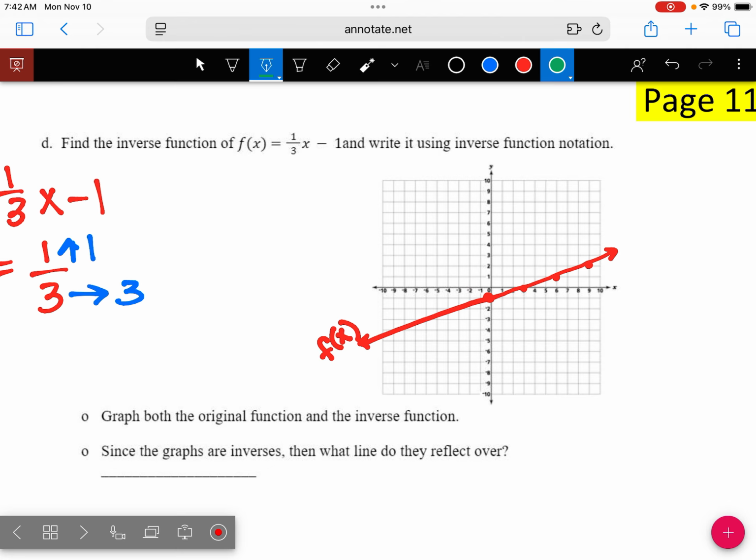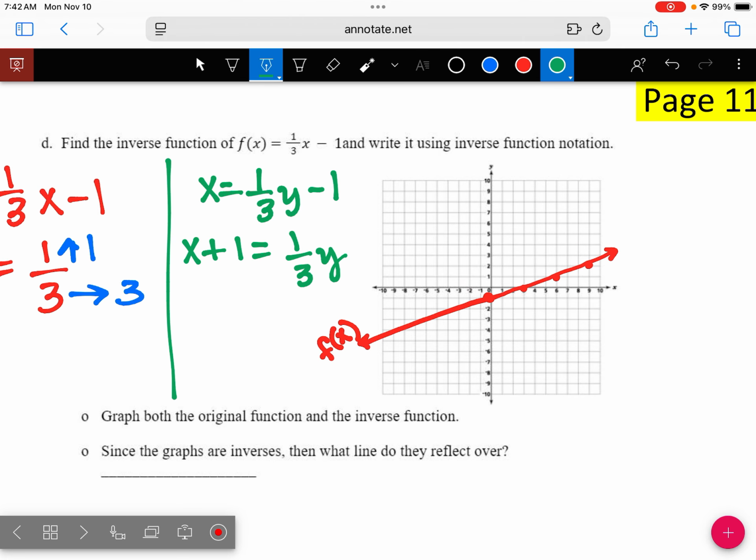So now let's do our inverse. So I have x equals 1/3 y minus 1. First thing I'm going to do is add the 1. So that would be x plus 1 equals 1/3 y. And now we need to get rid of the 1/3. So we're going to do that by multiplying everything by 3. So let's multiply the entire equation by 3.